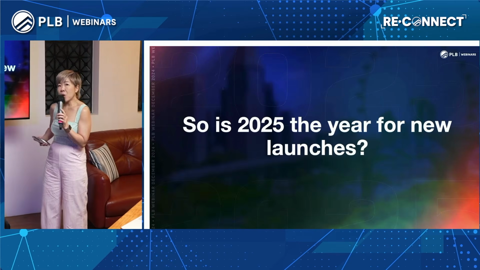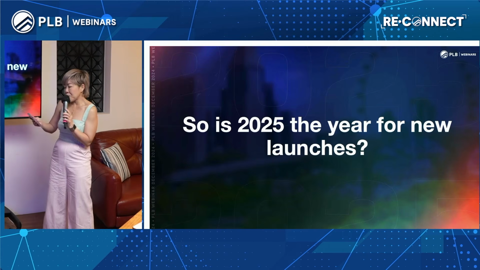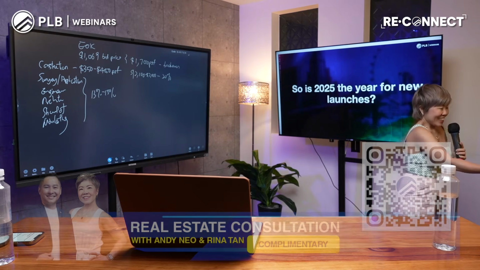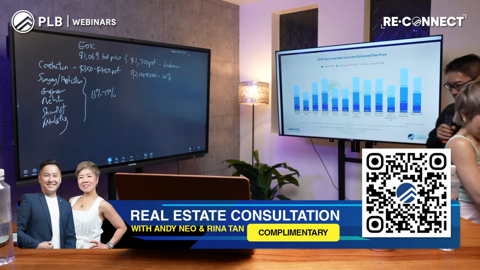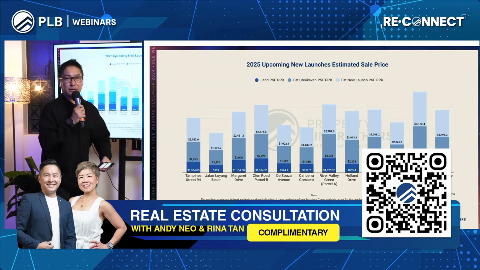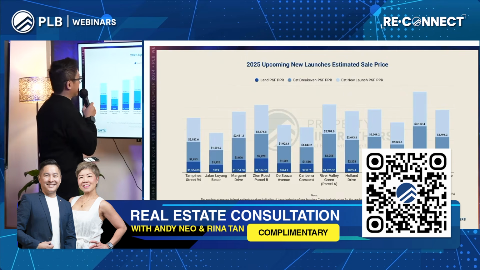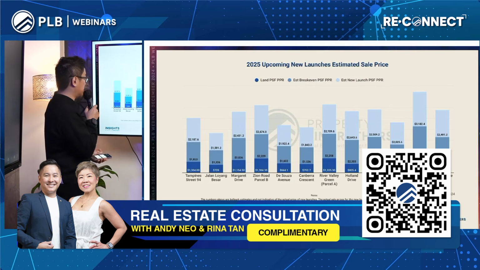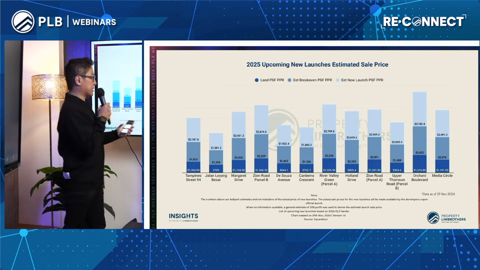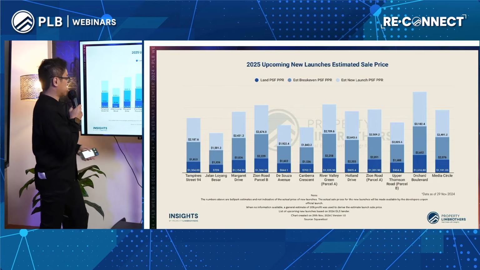Okay, so important question: is 2025 the year for new launches? Let's bring back Andy again to go through this last segment for today's webinar. Okay, thank you, Rina. Wow, we have come to a very exciting part, whether you should buy a new launch in 2025. If you look at the chart over here, it shows all the different launches that are going to come up. The more significant ones are Zion Road, and at the same time there's also the Rio Valley one.